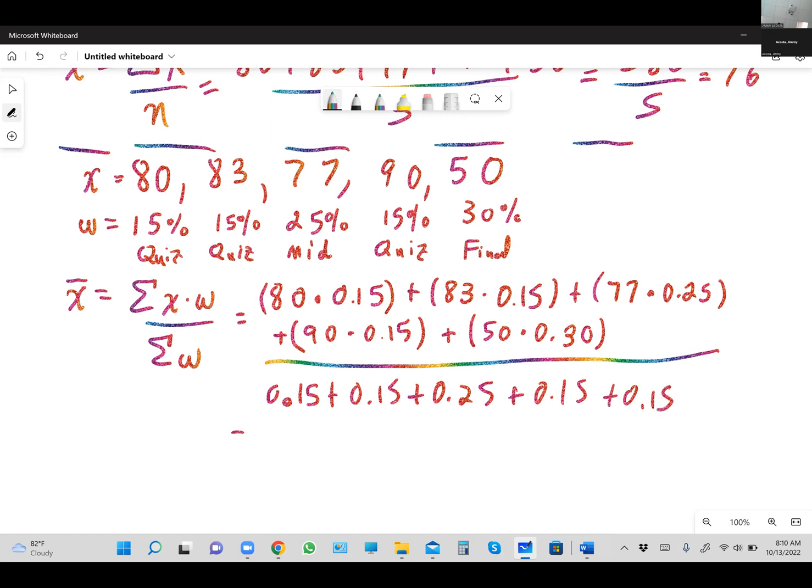So now we just carefully do this using our calculator. 80 times 0.15 is 12. So 80 did not contribute 80 to the total. It contributed only 12. 83 times 0.15, it contributed 12.45. Do not round these.